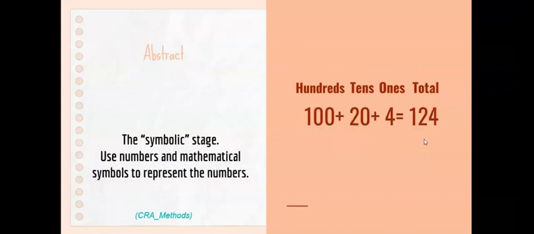And lastly, the abstract. This is the symbolic stage. Here we use numbers and mathematical symbols to represent the numbers we talked about. So here we've got 100 plus 20 plus 4 equals 124. Here they're broken down into hundreds, tens, ones, giving us a total.